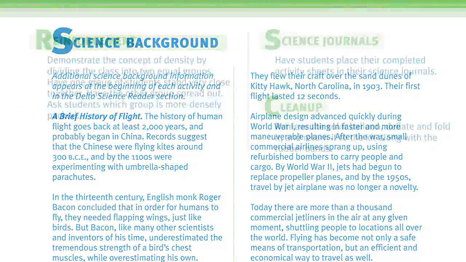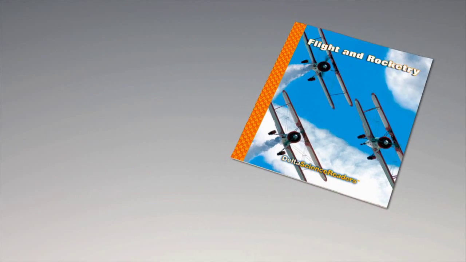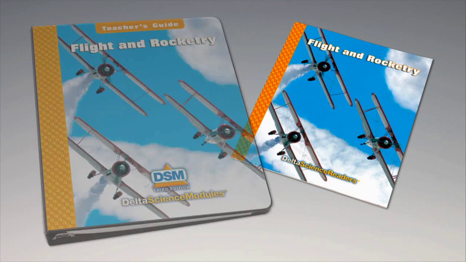To conclude the activity, collect the materials and return them to the kit. Discard the remains of the plastic bags. You can discard the parachutes, suspend them from the ceiling, or let students keep them. For science background, reinforcement activities, curriculum connections, and information about the Delta Science Reader, please consult your DSM Teacher's Guide.